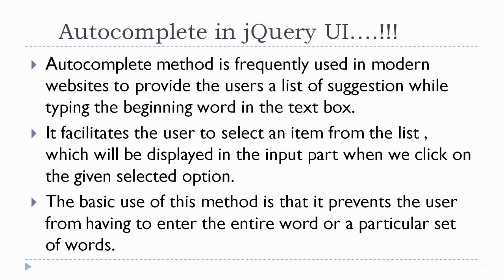So, the autocomplete method in jQuery UI. The autocomplete method is frequently used in modern websites to provide users a list of suggestions while typing the beginning word in the text box. It facilitates the user to select an item from the list, which will be displayed in the input part when we click on the selected option. The basic use of this method is that it prevents the user from having to enter the entire word or a particular set of words.